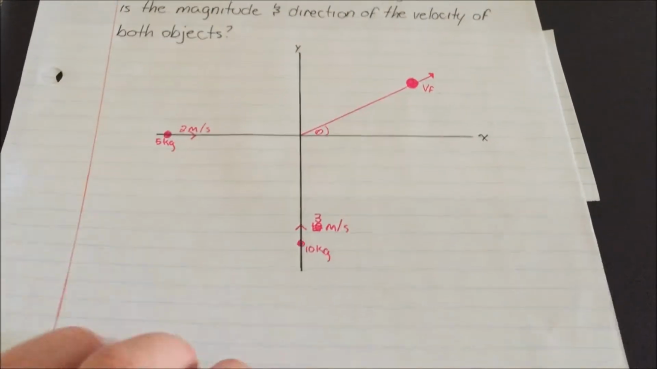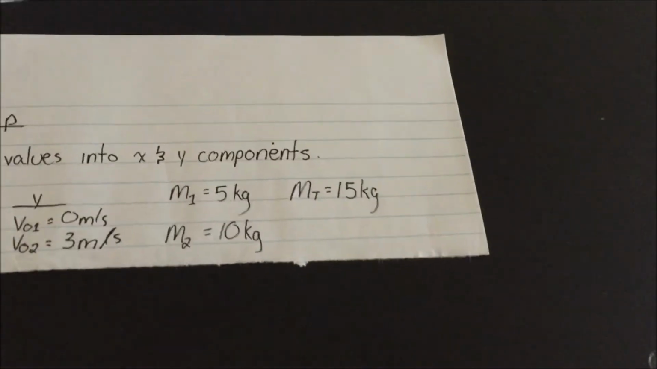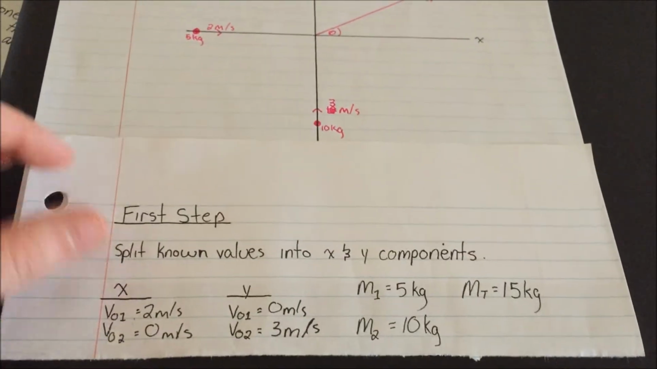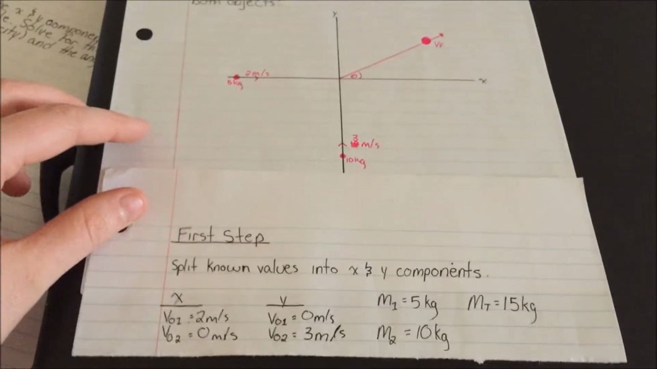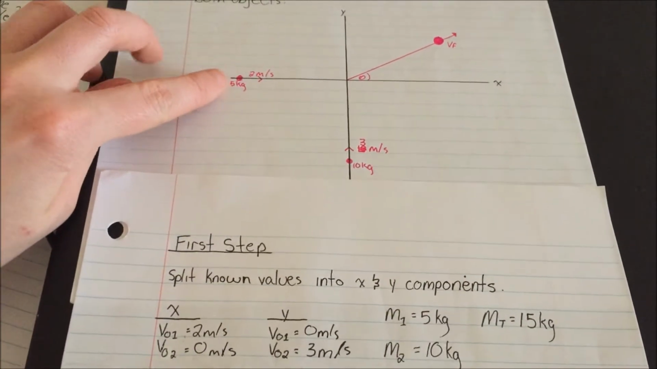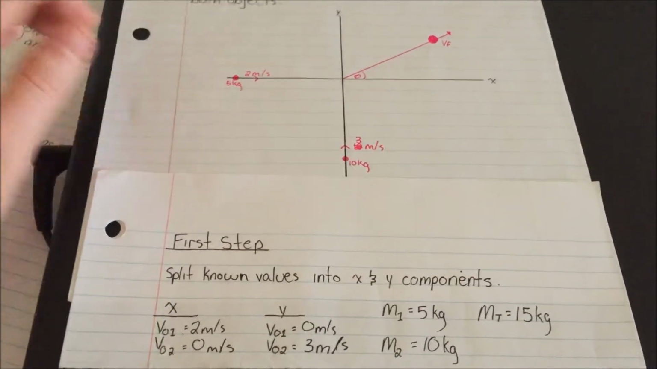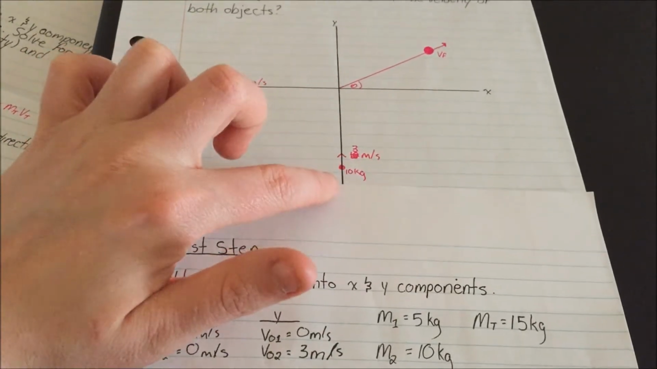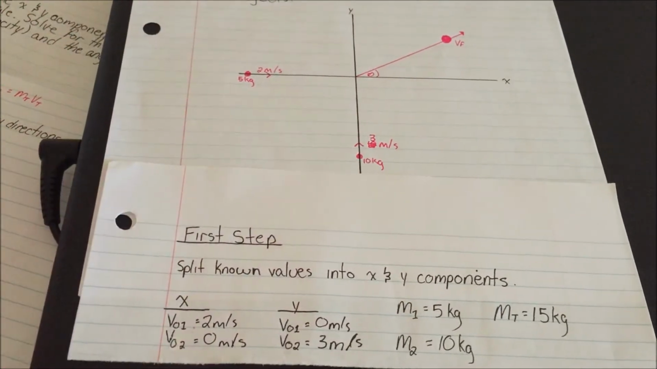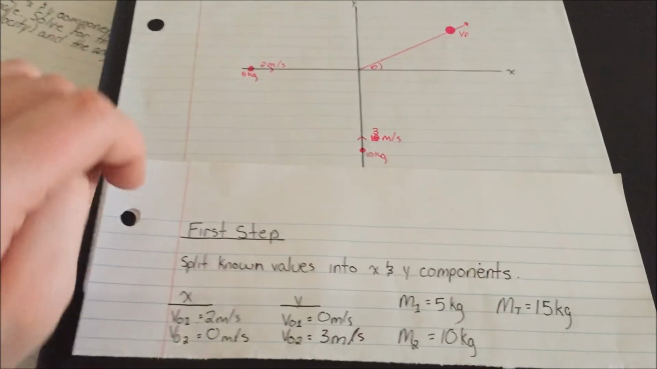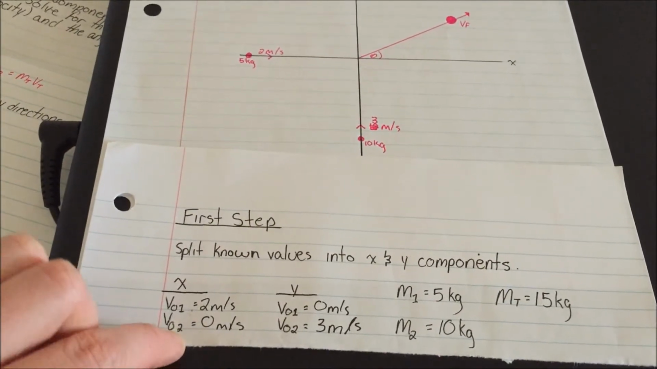So in order to solve this question, our first step is to split what values we know into the x and the y components. In order to do this, we can look at our diagram and we see that in the x component, our first object is moving at 2 meters per second in the x direction. Now the second object, which is our 10 kilogram object, is not moving at all in the x direction. It is only moving in the y direction. So we know this for our x components.